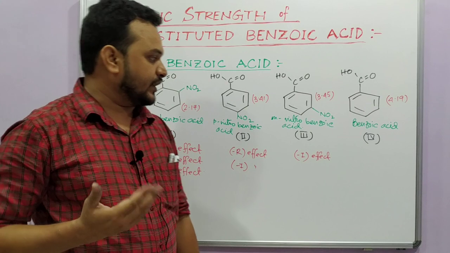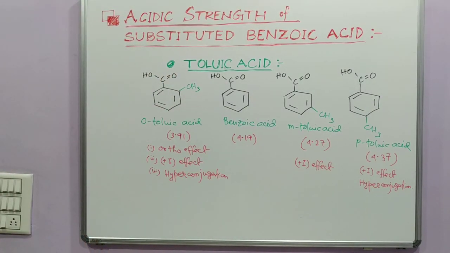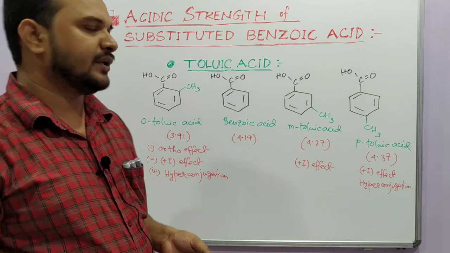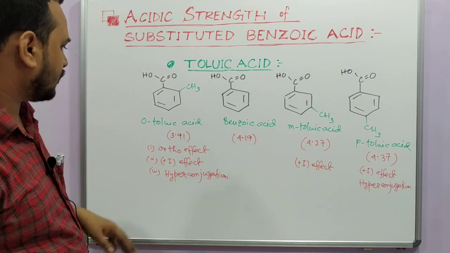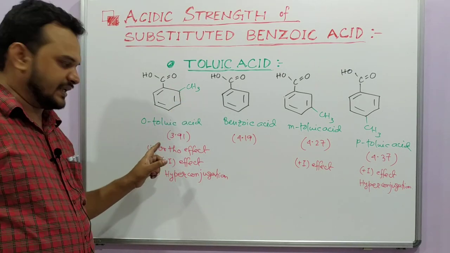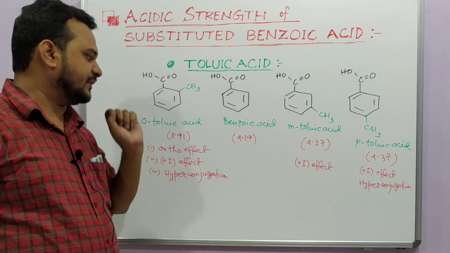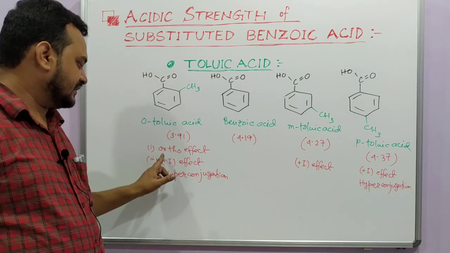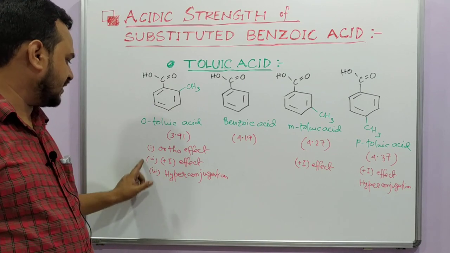Okay, so we are going to our next example. Our next example is toluic acid, that is, methyl substituted benzoic acid. So for ortho-methylbenzoic acid, or ortho-toluic acid, what are the effects operating at ortho position? The ortho effect will operate. That will enhance the acidity. It will make it a stronger acid than benzoic acid. However, the plus I effect and hyperconjugation from ortho position are weakening effects. Okay, they make it less acidic because these two are electron donating effects.